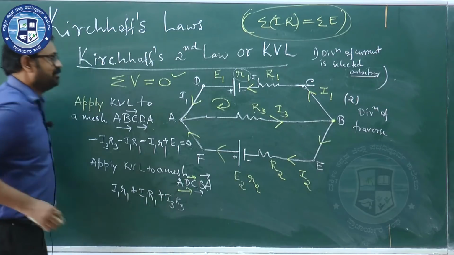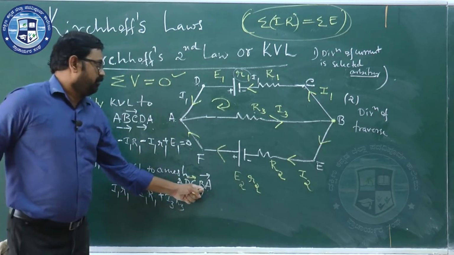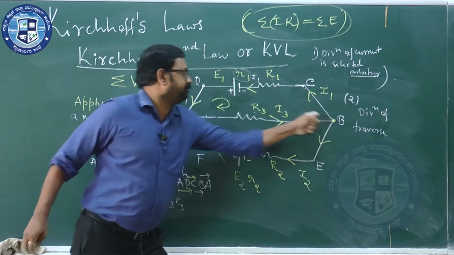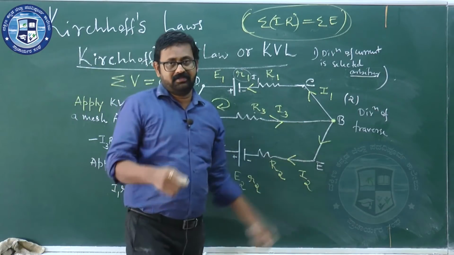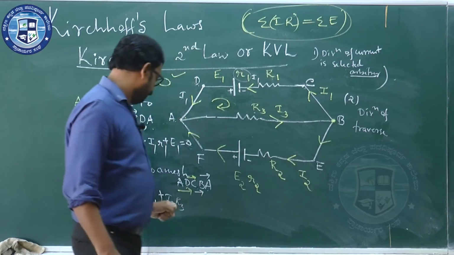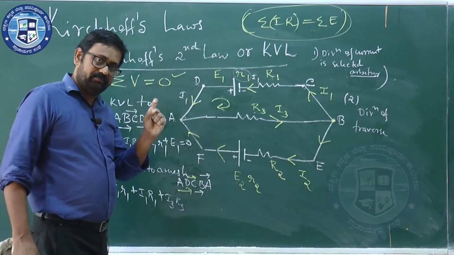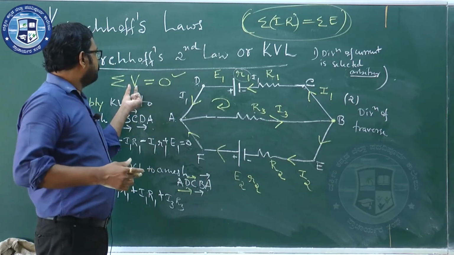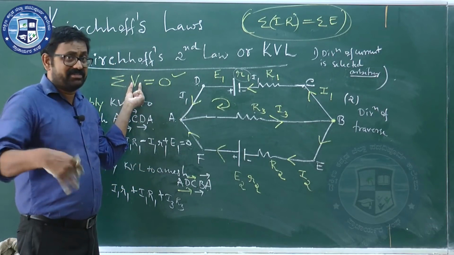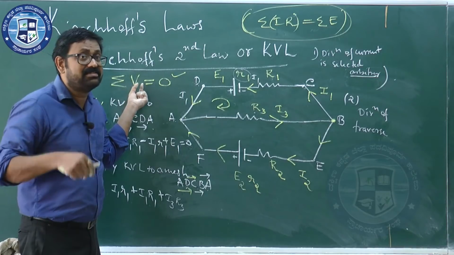It is also plus, because direction of traverse is from B to A. Current direction in the branch was A to B. So it is plus I3 into R3. I think you followed. So the algebraic sum of the potential drops across resistors is over. Now I have to deal with the cells, right?